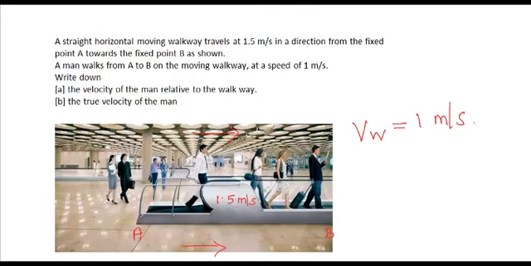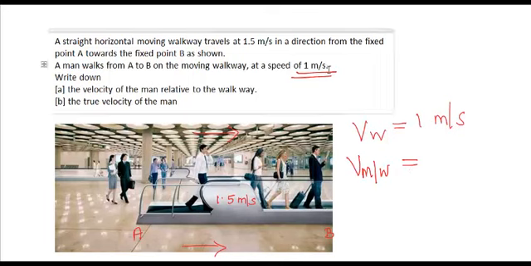A man walks on the walkway from A to B, and he's walking on the walkway at 1 meter per second. Let's take the velocity of the man, Vm. This is not the true velocity. This is the velocity of the man with respect to the walkway. So you have to write Vm given W. What is called the true velocity of a man? True velocity is always the velocity of the moving person with respect to the ground.